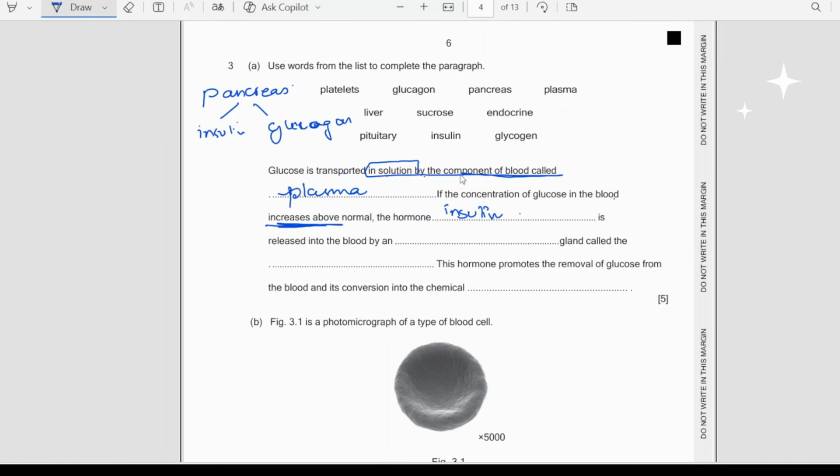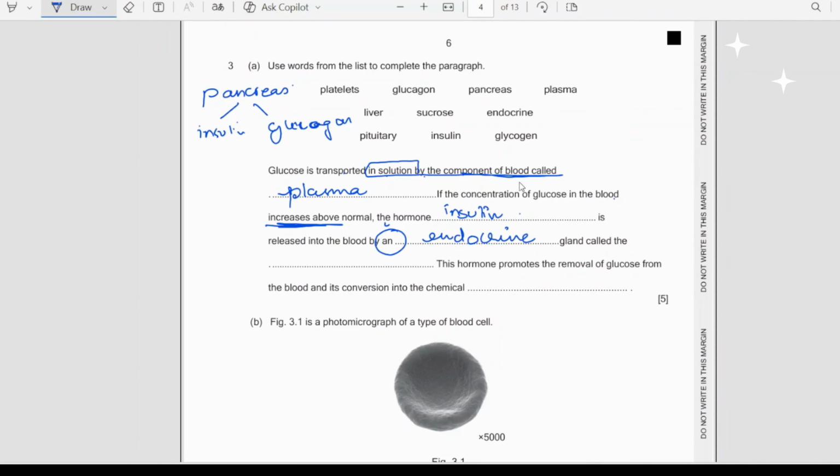And glucagon is released when you are fasting. That means there is not enough glucose, so glucagon is going to convert glycogen to glucose. So your body glucose level would be maintained. Okay, so insulin is released into the body by an dash gland. It's the word "an" written. Endocrine gland. So if it's written, then you can write pancreas, but it's clearly written it's an endocrine.